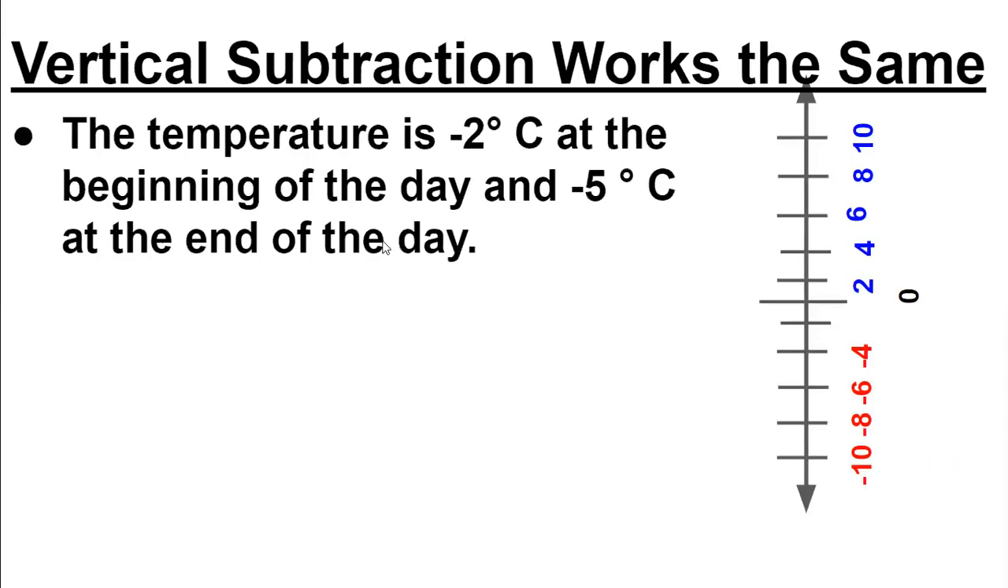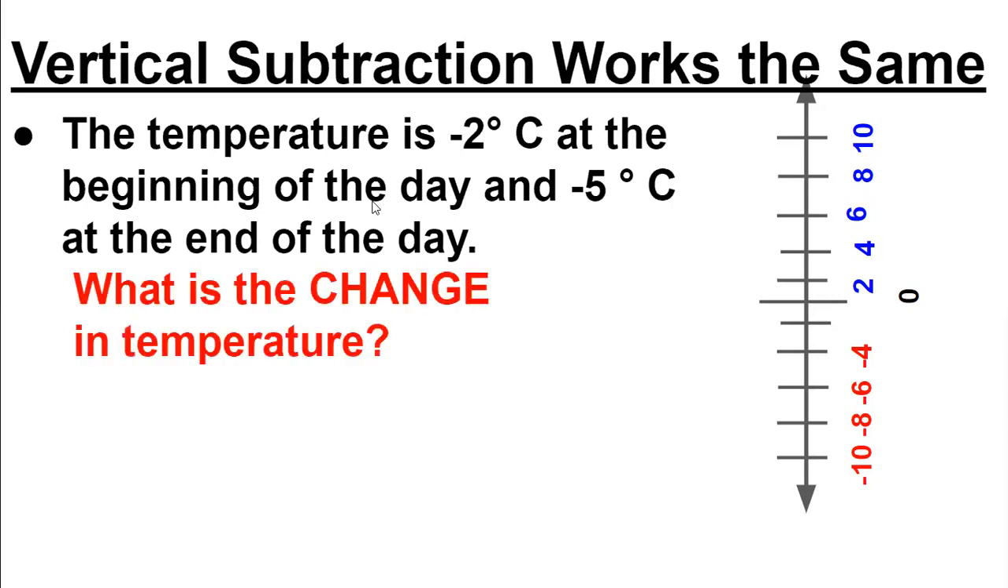The temperature is -2 degrees Celsius at the beginning of the day. Now be careful, this one isn't the same as what we've been doing. I'll show you, it's a slight change. And now the temperature is -5 degrees Celsius at the end of the day. How does that look on the number line? What is the change in the temperature? You want to know the change. How many degrees did it change? Well, first of all, ask yourself, did it go up or did it go down?